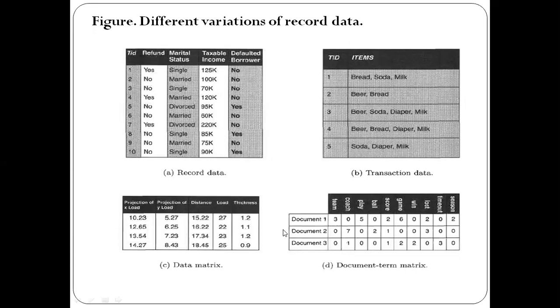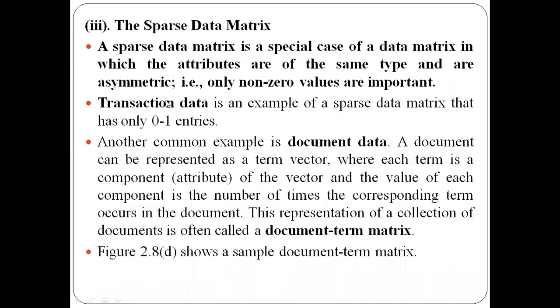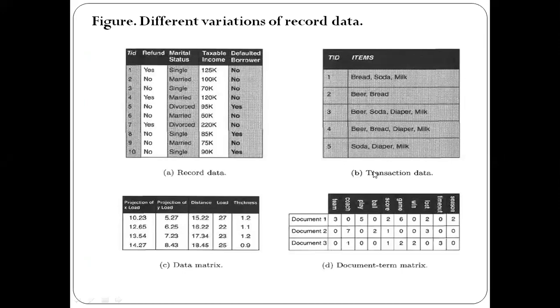Now coming to the third type of record data, which is the sparse data matrix. A sparse data matrix is again a kind of data matrix, in which all of the attributes are of the same type. If you observe here, all these attributes are of string type, because they are representing words. And they will be asymmetric here. Asymmetric means that they will be more concerned about the presence of non-zero values rather than zero values.